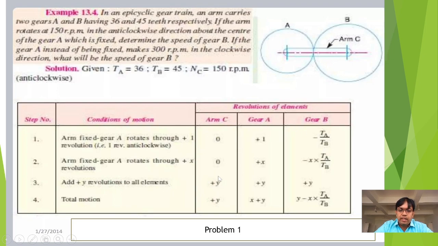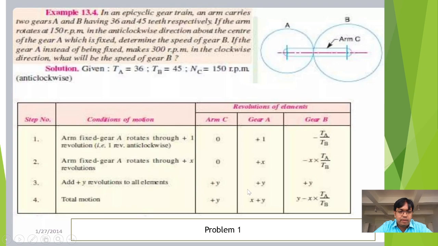If I add plus y to 0, it will be y. If I add plus y to x, it will be x plus y. If I add plus y to minus x into TA by TB, it will be y minus x into TA by TB. That is the total motion. Total motion for arm C is plus y. Total motion for gear A is x plus y. Total motion for gear B is y minus x into TA by TB.